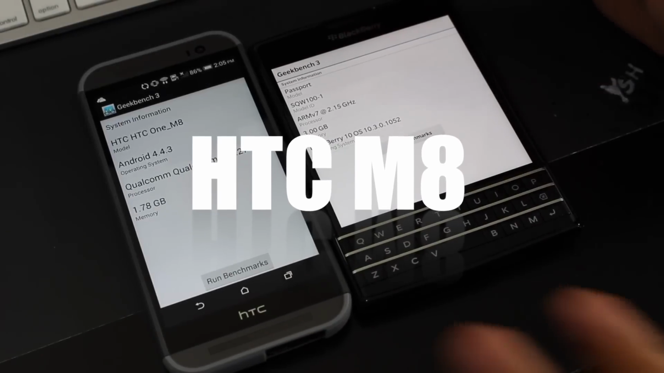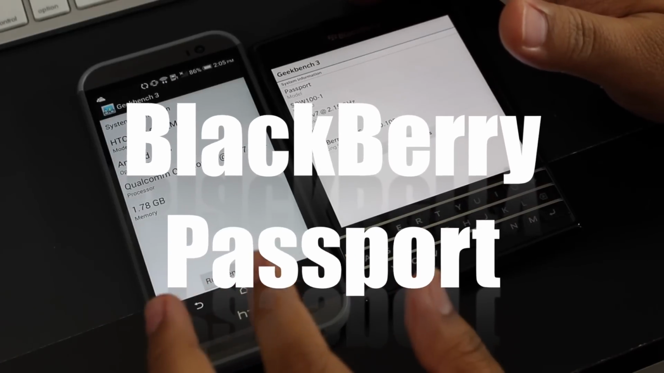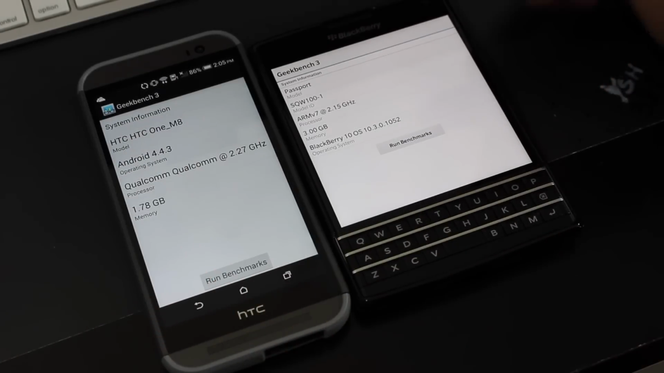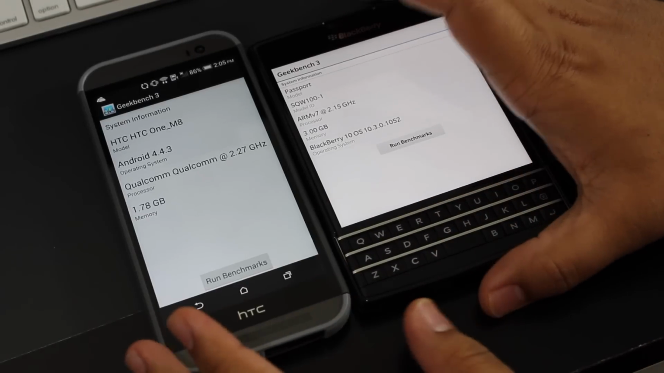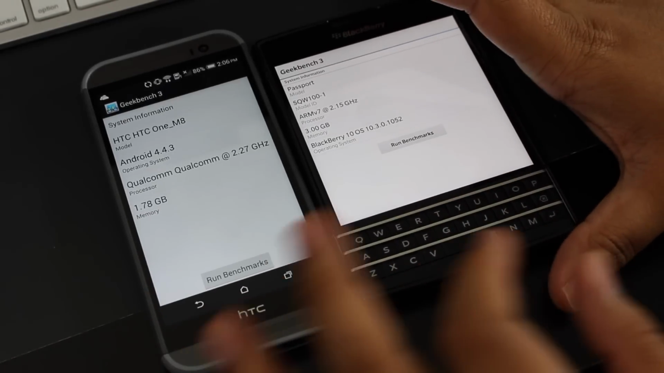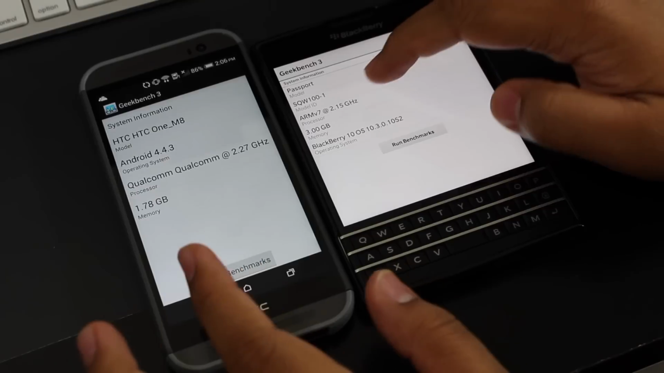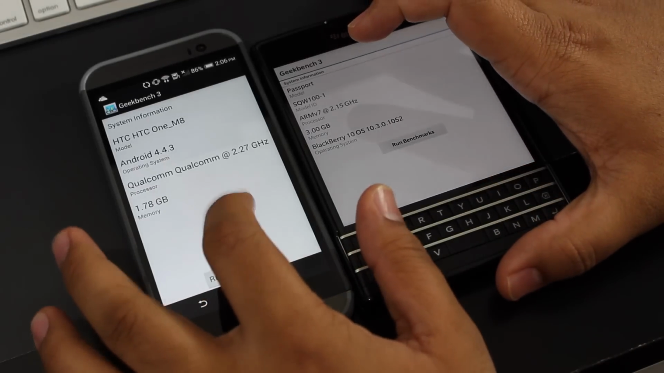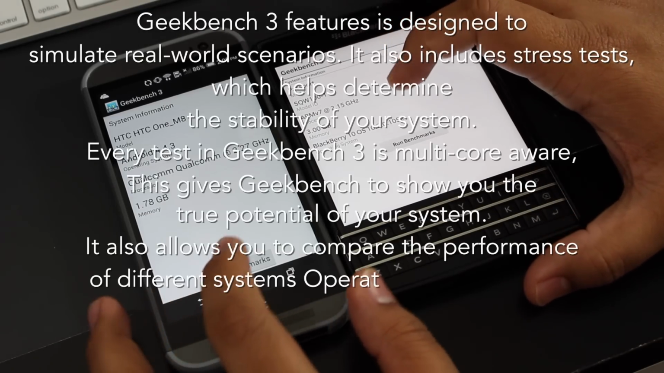What's up guys, today we're going to do the Geekbench between the HTC M8, which has a Snapdragon 801 processor and 2 gigs of RAM, versus a Snapdragon 801 processor with 3 gigs of RAM on a BlackBerry Passport. Yes, you heard me correctly, 3 gigabytes of RAM. You can see the clock speeds here. One's at 2.15 gigahertz versus 2.27 gigahertz. So let's see how they stack up against each other.